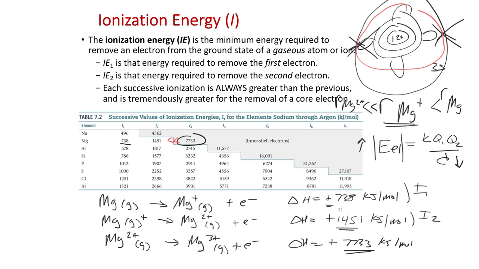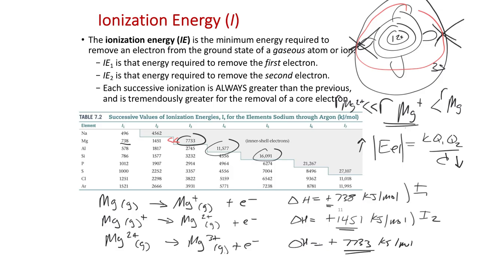If you look at aluminum, aluminum has 3 valence electrons, so it's the fourth that's a big jump. Notice we get a big jump for aluminum at the fourth, for silicon at the fifth, etc. Whenever we start removing that first core electron, there's a large increase in ionization energy because now we have a much, much smaller ion, and it's much, much harder to remove one of those core electrons.